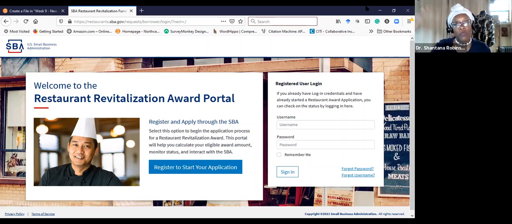The RCA has one application that you do, and that one application will actually gain you access to all of those certifications that I just mentioned, except the WOSB, which is actually done through the SBA Women Business Owner System, and it's free.